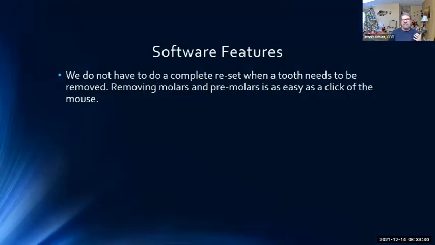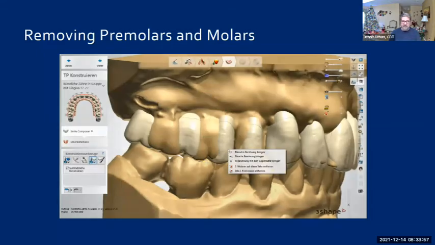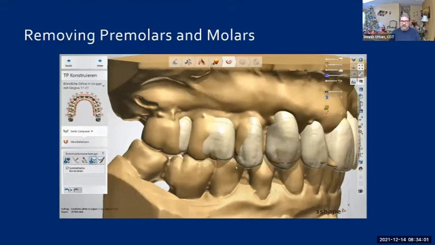So we don't have to do a complete reset when the tooth needs to be removed, and removing molars and premolars, it's as easy as a click of a mouse. I love this feature especially when we're doing immediate dentures. So we want to remove one of these teeth here. We're going to remove a premolar or molar, and you see how fast this is done. We just click on it, and there you go. So we removed the premolar here, moved everything forward, and now we're able to design this further and make it a nice denture.